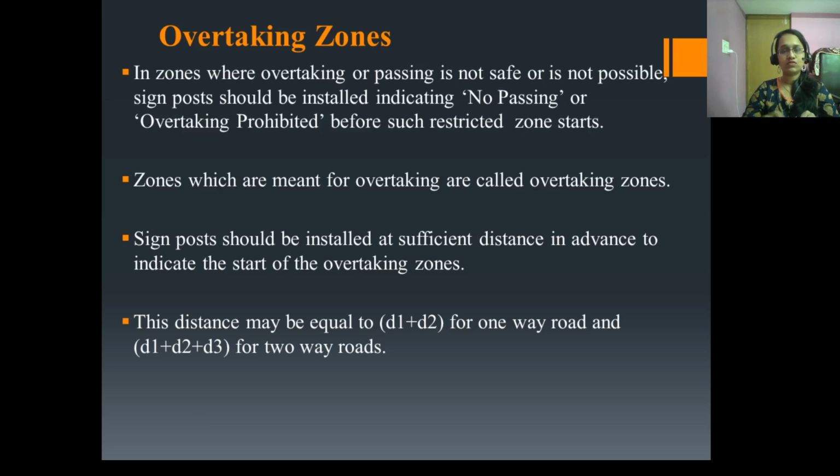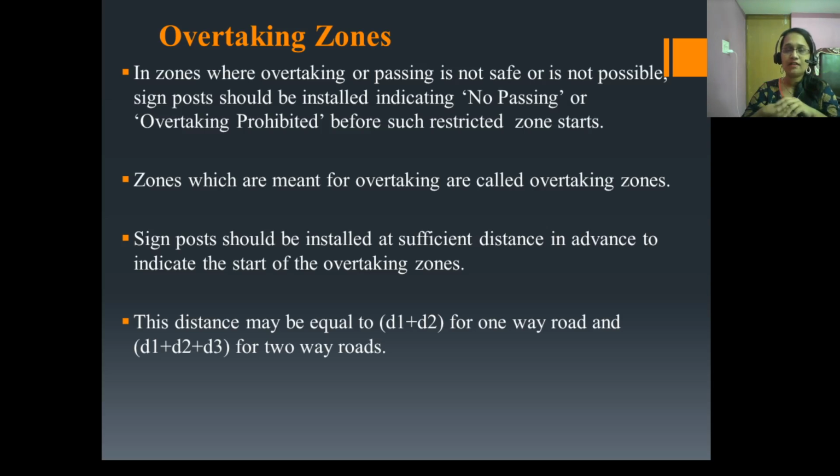Next is the overtaking zones. So let us understand what overtaking zones are. It is desirable to construct the highways in such a way that the length of the road visible ahead at every point is sufficient for safe overtaking. But this is not always practicable, and there may be stretches where the safe overtaking distance cannot be provided. So in zones where overtaking or passing is not safe or not possible, sign posts should be installed indicating no passing or overtaking prohibited before such a restricted zone starts.